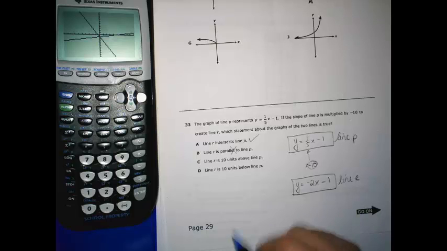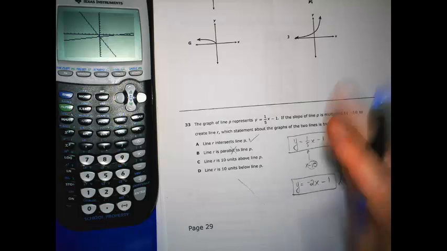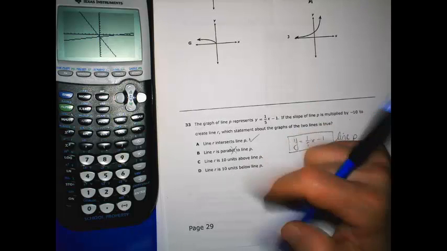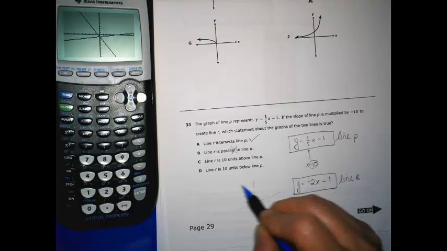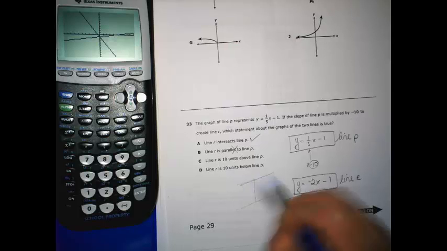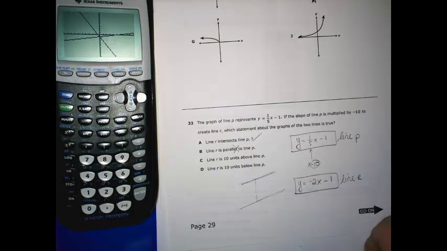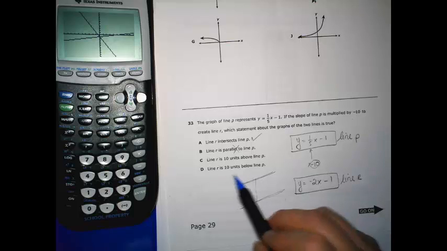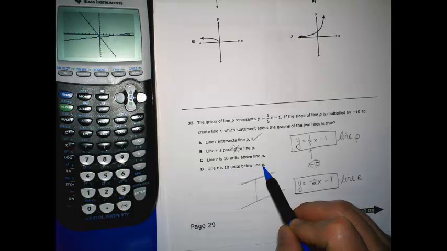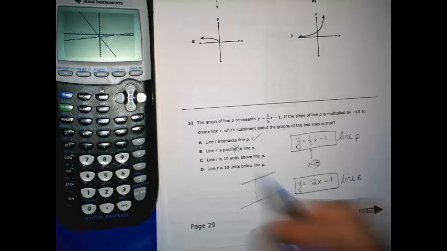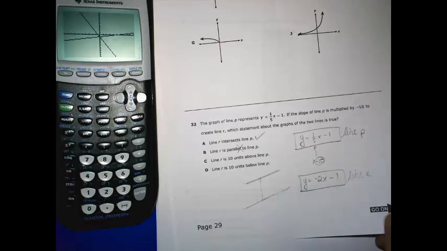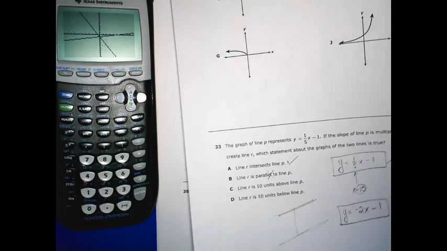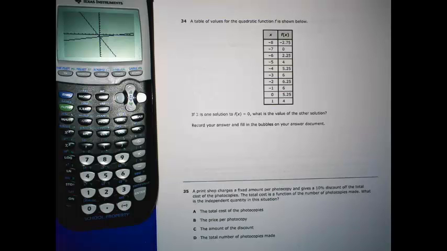Line R is 10 units above line P. Basically, what they're saying is, here's line P, and 10 units above would be line R. So basically they would be parallel, and that is not true. Line R is 10 units below line P. That is not true either. So basically the right answer is letter A. Okay, so here is a problem where the calculator was able to help us solve the problem. Alright, let's go on to the next problem.